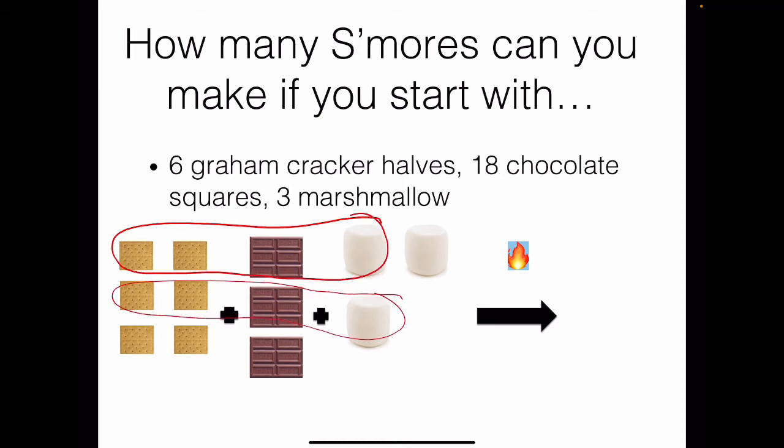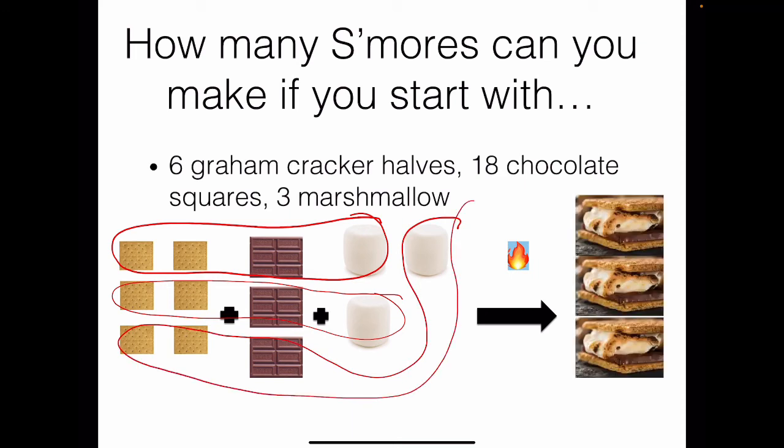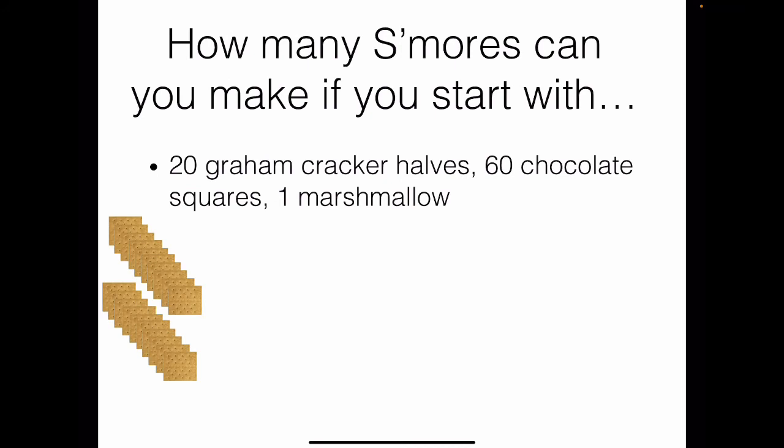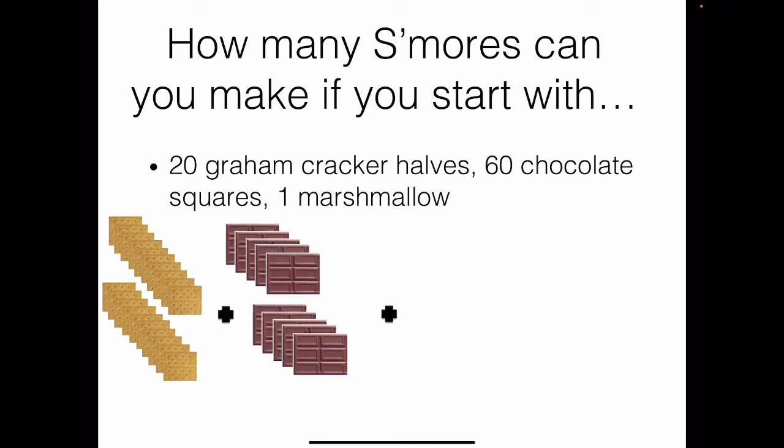This will give us 2, and this will give us 3. So we can make a total of 3 s'mores. In each of these cases, everything has reacted exactly. Now, if we have 20 graham cracker halves, 60 chocolate squares, and 1 marshmallow, how many s'mores can we make?